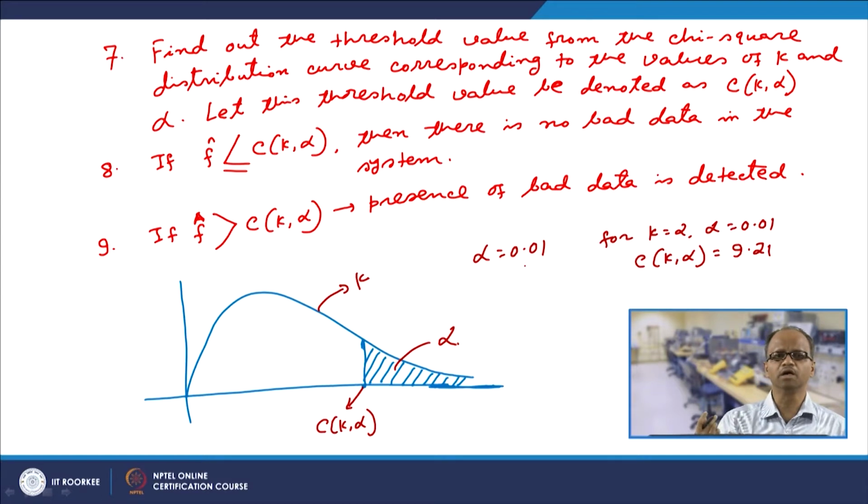So, under normal conditions it is most likely that the calculated value of f hat will always be less than this particular threshold value of 9.21. But if the calculated value of f hat crosses this threshold value, that means this calculated value of f hat is quite high, or in other words, at least some value of E i hat is quite high. So, that means there is probably at least one meter which has gone bad.